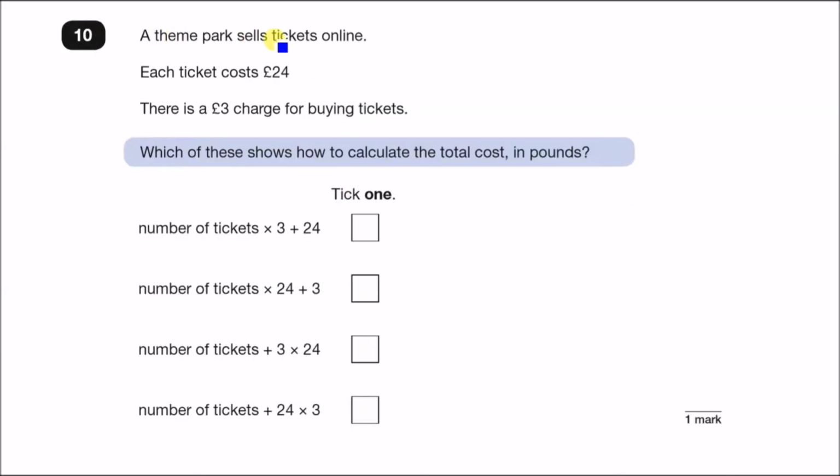Okay, question 10. So a theme park sells tickets online. Each ticket costs £24, so that's per ticket. And now there is a £3 charge for buying tickets, probably because you have to buy online. Now, which of these shows how to calculate the total cost?